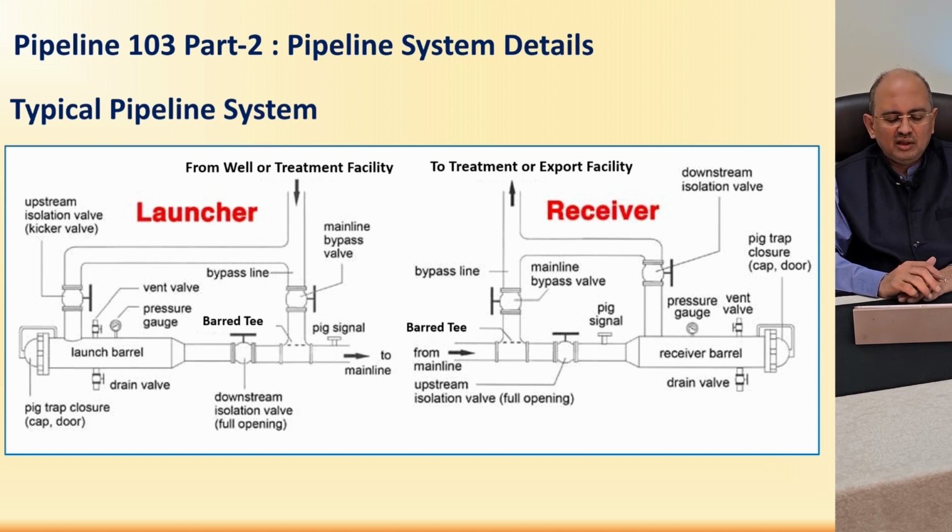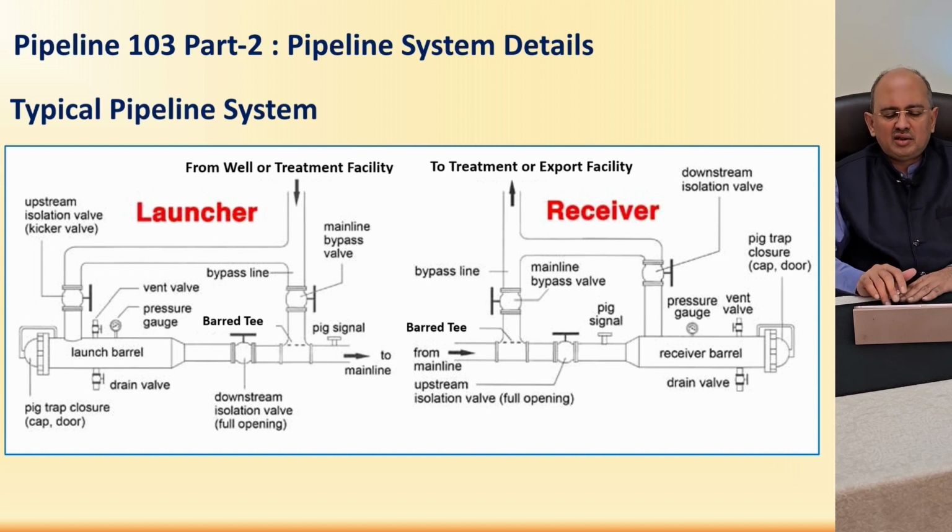So you simply close the kicker valve, open the mainline bypass valve, and isolate the pig trap barrel by closing the mainline isolation valve, which is shown here, and then you can once again depressurize the launcher. You can do the necessary cleaning of the launcher, and then you can keep it filled with nitrogen, because otherwise it is going to have dead fluids, dead hydrocarbons, which can be corrosive most of the time. So you can keep it clean, purged with nitrogen, so that corrosion is prevented in the barrel.